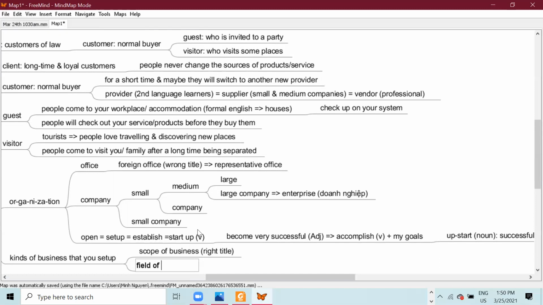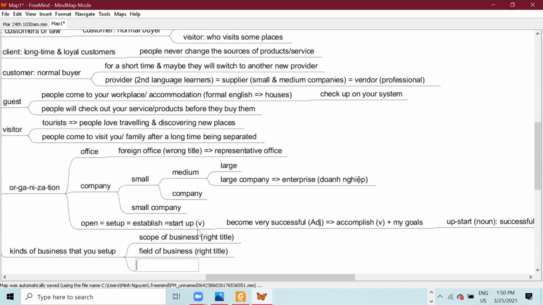The second one, I can use the words field of business. This is the right title. Or you can use just the word field, like this, or you can use the word scope like this. So this is it. So first, you need to start up.